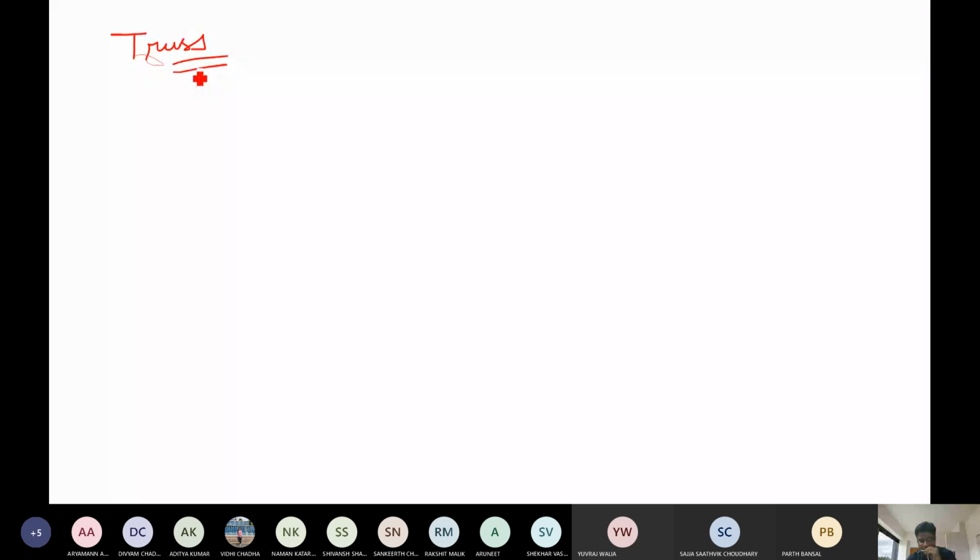Look here. Truss is basically a structure which is used for carrying loads. You are right, it is used to support a structure. So basically, it is meant for carrying loads. Now, let us say that we have got a weight W which has to be kept at a certain height h.